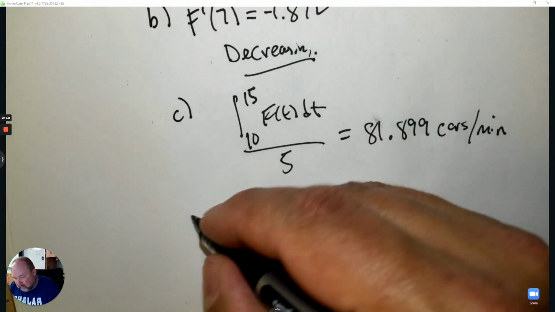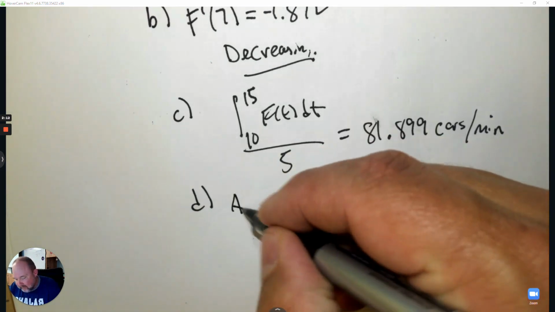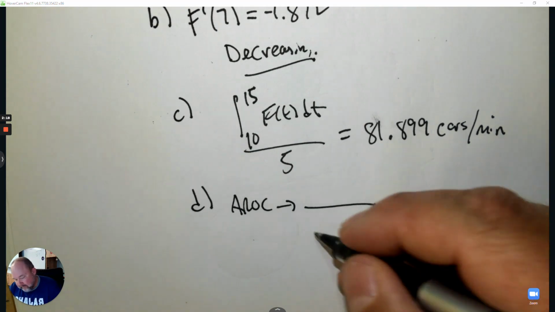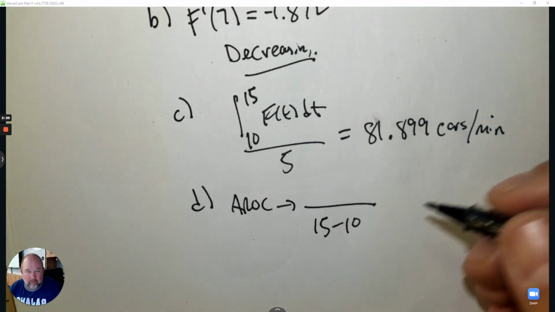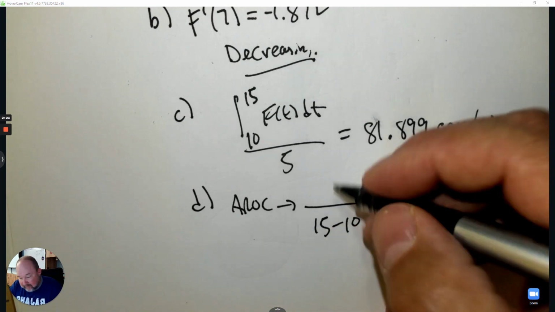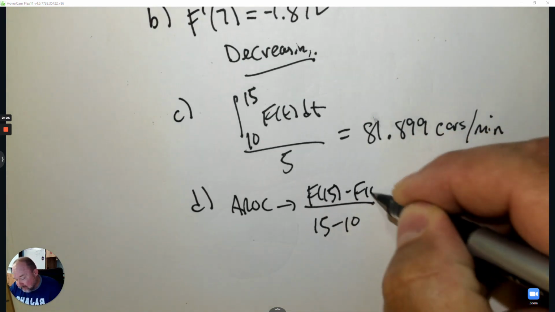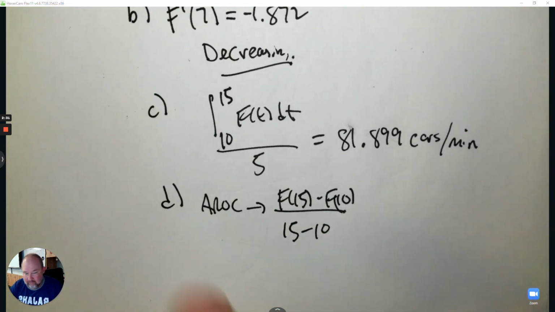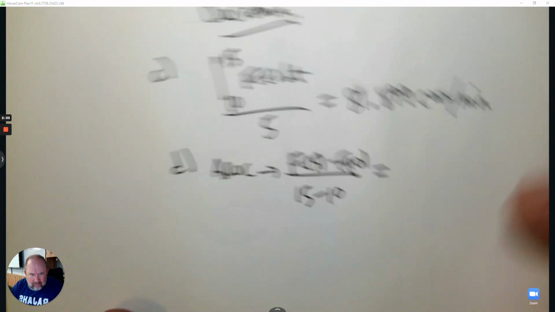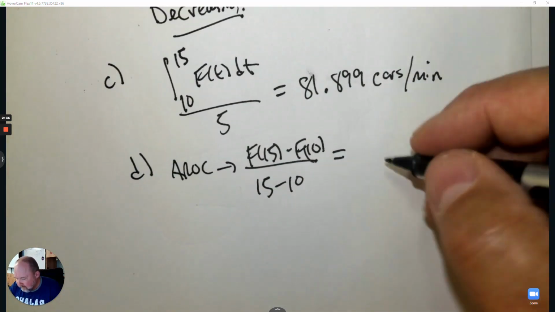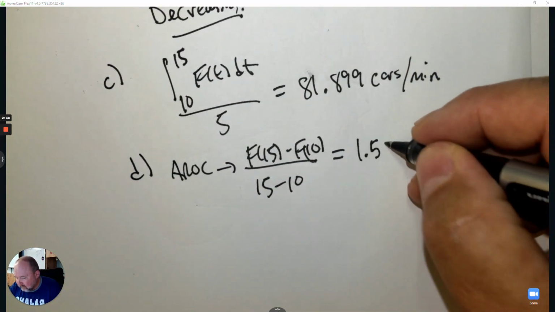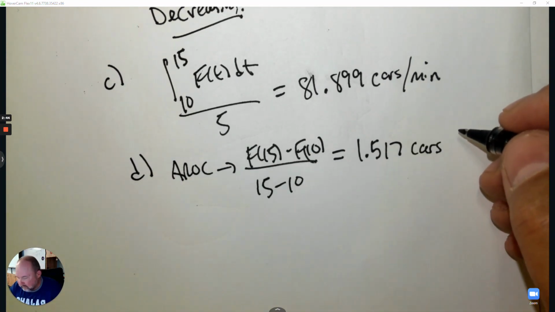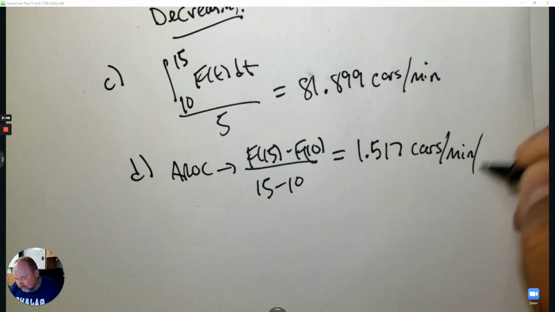Part D, what is the average rate of change? That's AROC. It's going to be a fraction over 10 to 15. So this is y2 minus y1 over x2 minus x1, which is 15 and 10. I need to plug in 15, subtract, plug in 10. So plug 15 into here, subtract, plug in 10, divide by 5, press pause. Use your calculator, challenge yourself. See if you get the same answer as me. So I got 1.517, and that's because you're doing the derivative of a derivative. It's cars per minute, or minute squared.